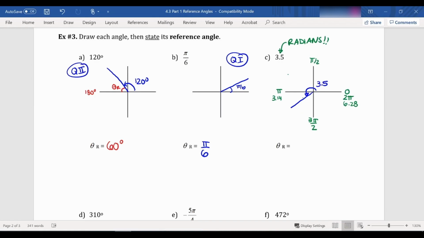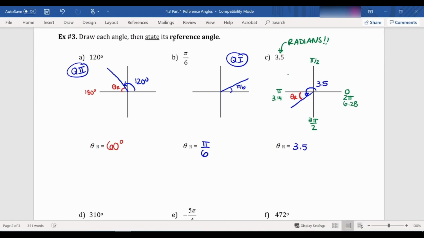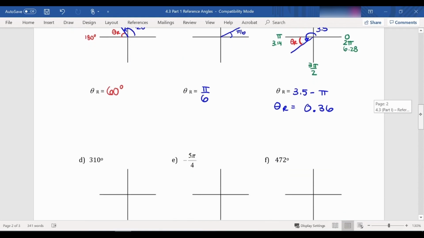Okay. Now my reference angle is this little extra distance that I traveled here. That's where my reference angle would go. So my reference angle is whatever extra I had to travel to get from my pi along the x-axis to my terminal arm at the 3.5. So this would be 3.5 minus pi, that little extra distance that I traveled, and that would be 0.36 radians. So notice I'm not writing radians for B and C. No units implies radians when we're talking about angles.